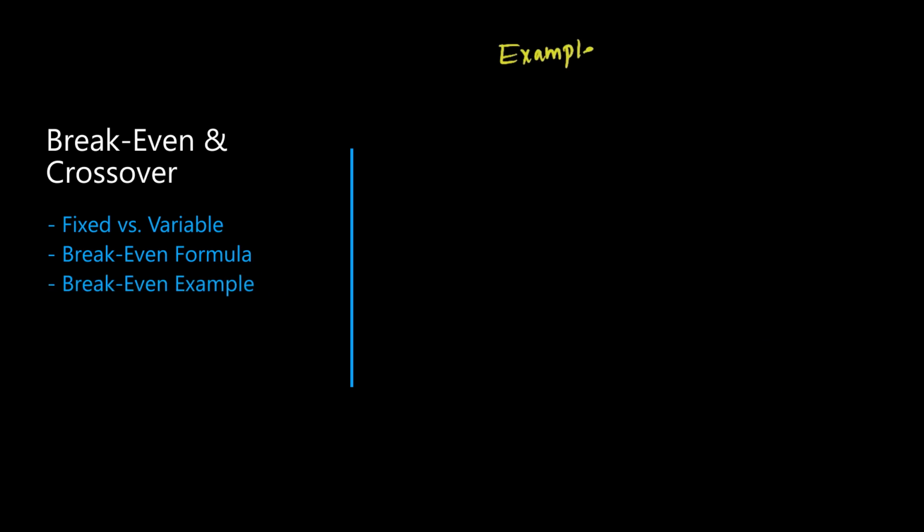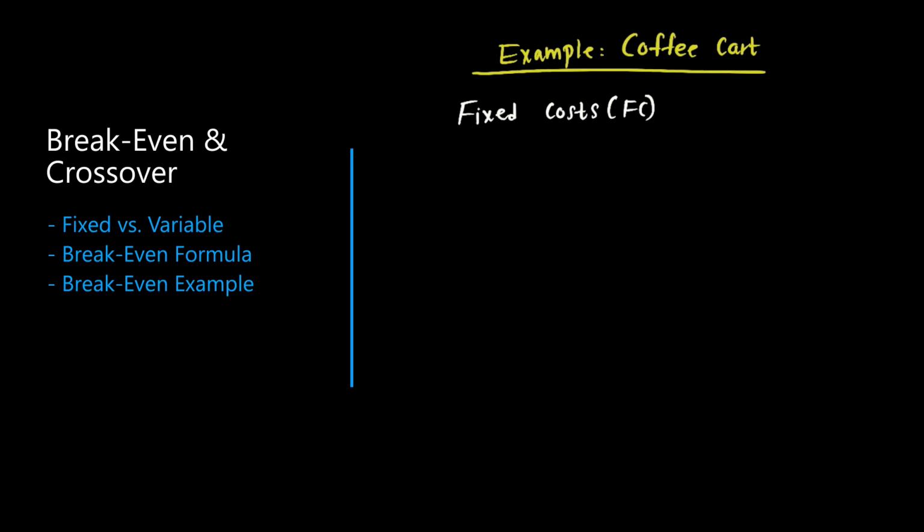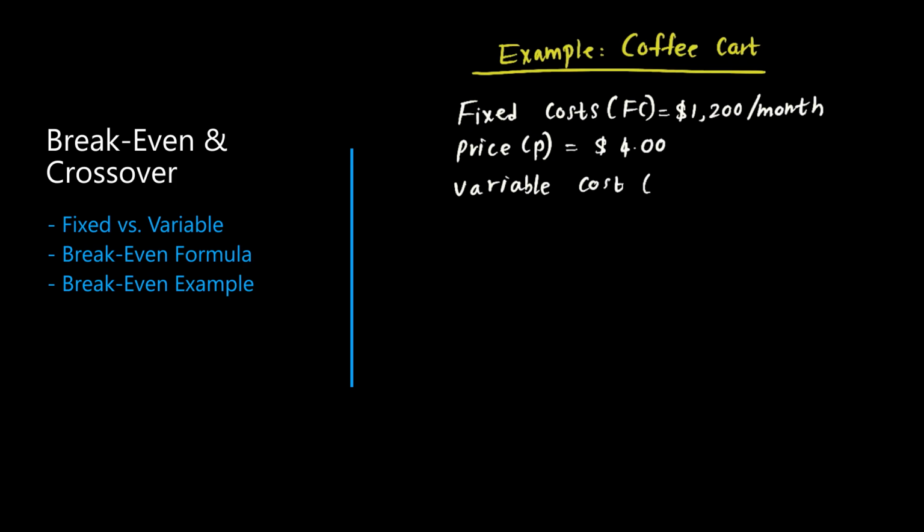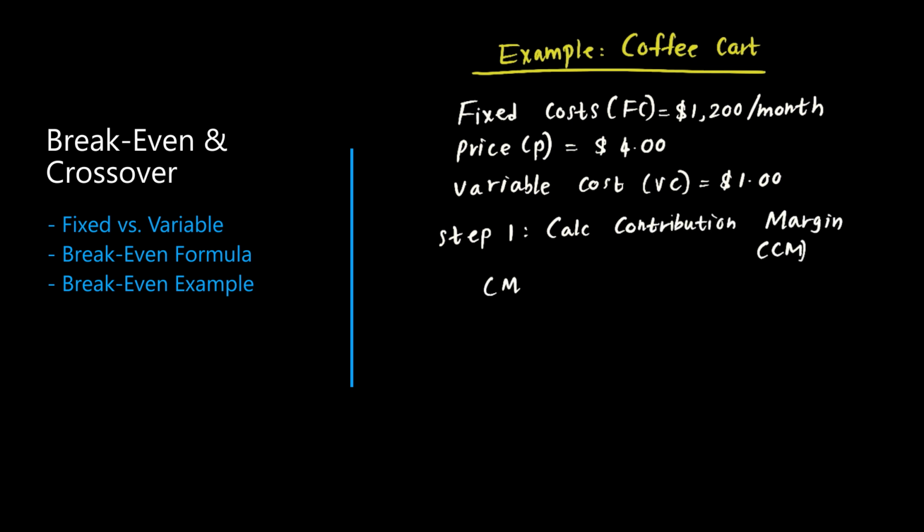Let's make this real. You want to open a specialty coffee cart. The cart rental, permits, and insurance cost you $1,200 per month. These are your fixed costs. For each cup of coffee you sell, the cup, lid, coffee beans, and milk cost you a total of $1. This is your variable cost. You decide to sell each cup of coffee for $4. What is your break-even point?